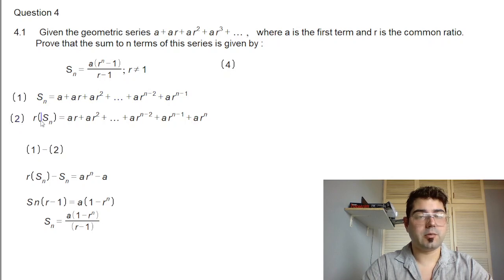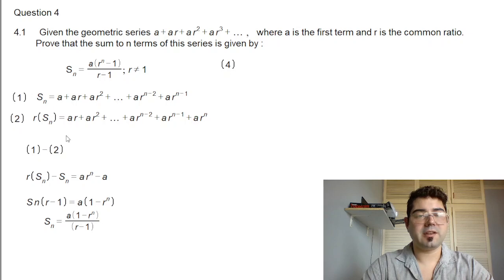In the second equation, we've multiplied by r, so the a has become ar, ar became ar squared, and so on and so forth. The ar to the n minus 2 would have become ar to the n minus 1. This ar to the n minus 2 would have actually come from ar to the n minus 3, which is not shown. If you're wondering where that comes from, that's where it comes from. And then ar to the power of n is ar to the n minus 1 times r.